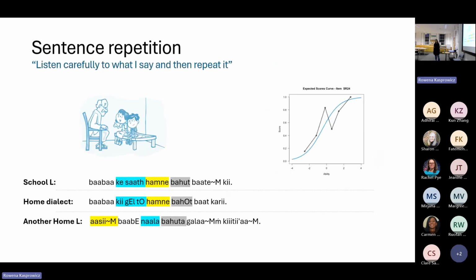If you want to do sentence repetition, where you just say, listen carefully to what I say and then repeat, and you have your school language, the language of instruction that you're making your items in, what does it mean if there's a home dialect? And what does it mean if there's another home language? So I've taken one sentence, which is we had a good chat with granddad.